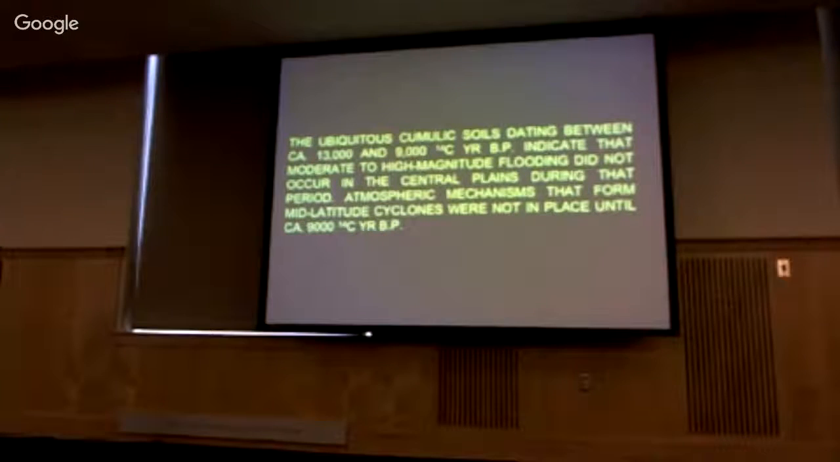I say here the ubiquitous cumulic soils dating between circa 13,000 and 9,000, again, radiocarbon years BP, indicate that moderate to high magnitude flooding did not occur in the central plains during that period. Atmospheric mechanisms that form the mid-latitude cyclones were not in place until after about 9,000, certainly in the eastern part, and maybe 10,000 in the western part.